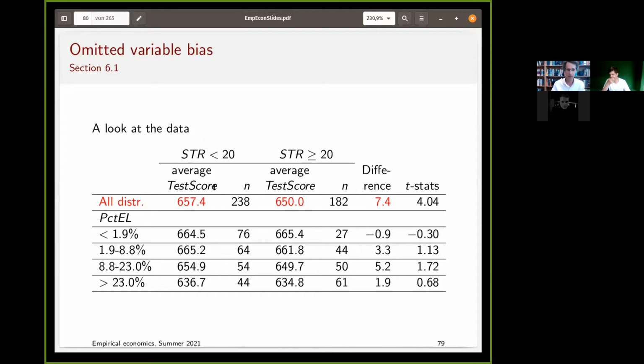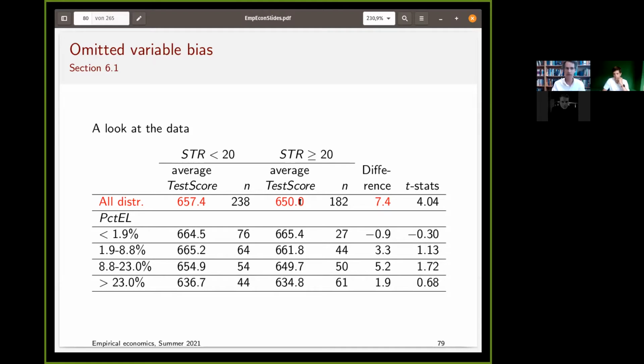Then we have the average test score for the small classes, 657. And we have the average test score for the large classes, 650. Actually, we did this last week when Andreas showed you how to do linear regressions with a dummy variable.